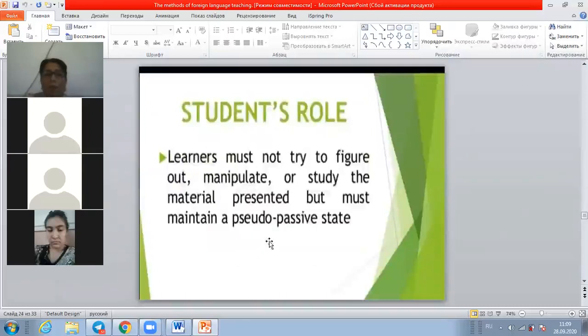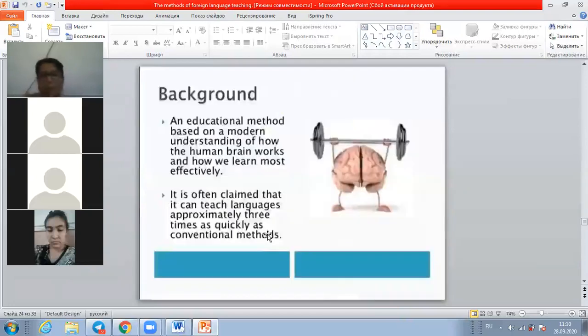Students' role, as I mentioned before. What should learners do? Learners must not try to figure out, manipulate, or study the material presented, but must maintain a passive state. Background. An educational method based on a modern understanding of how the human brain works and how we learn most effectively. It is often claimed that it can teach languages approximately three times as quickly as conventional methods.